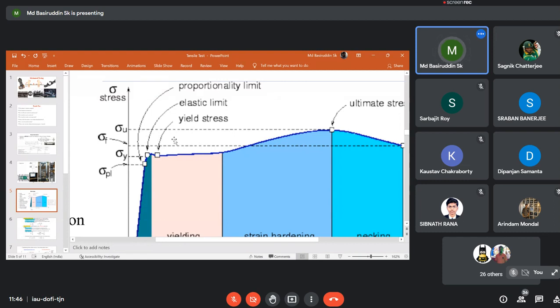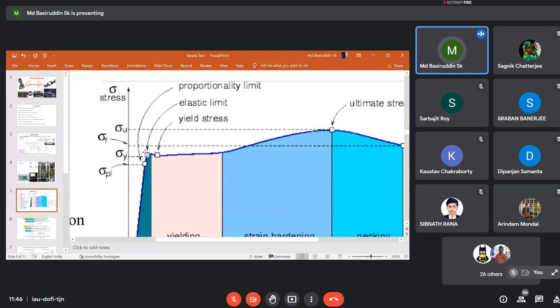Okay. So up to the elastic limit. I have pointed to this point and given this particular point the name elastic limit. That means if you release the load at the elastic limit, it will come back to its initial position, but not following proportionality, the Hooke's law.